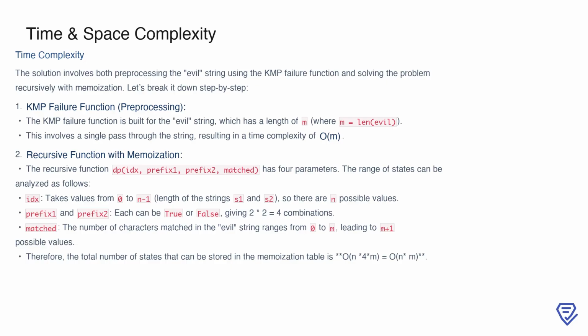Next, we have the recursive function that computes the number of valid strings. This function depends on 4 parameters: idx, which ranges from 0 to n, contributing n possible states; prefix1 and prefix2, which can each be true or false, giving 4 combinations; and matched, which tracks the number of characters matched in the evil string and ranges from 0 to m, resulting in m plus 1 possible values. Multiplying these dimensions, we find the total number of states in the memoization table is O(n*m).